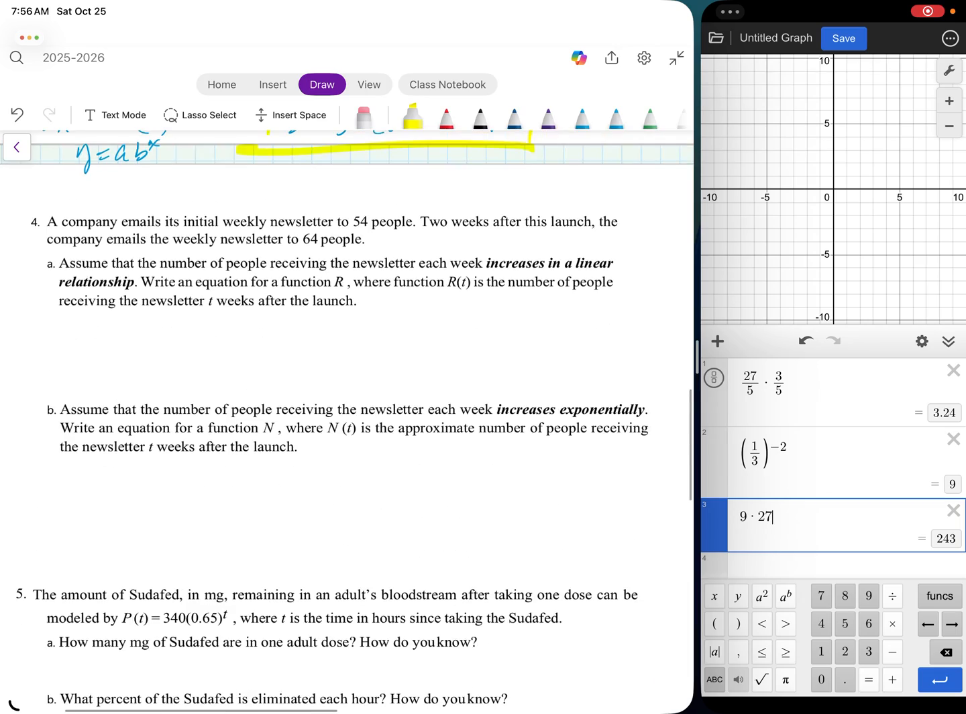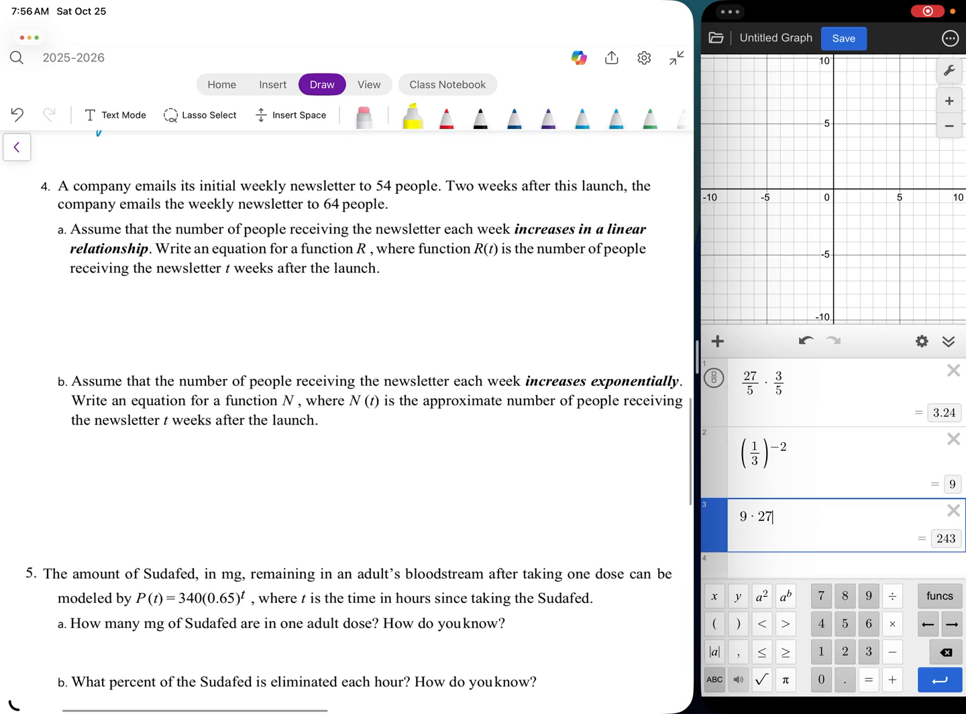All right, now let's keep it going here. We have a few more to do. I'll do a few more. The next one here, number four: a company emails its initial weekly newsletter to 54 people. Guess what? There's a sub 0. You have to interpret what you're given in terms of the context, but interpret it mathematically. It says initial. That's always when n or x equals 0. So a sub 0 is 54.